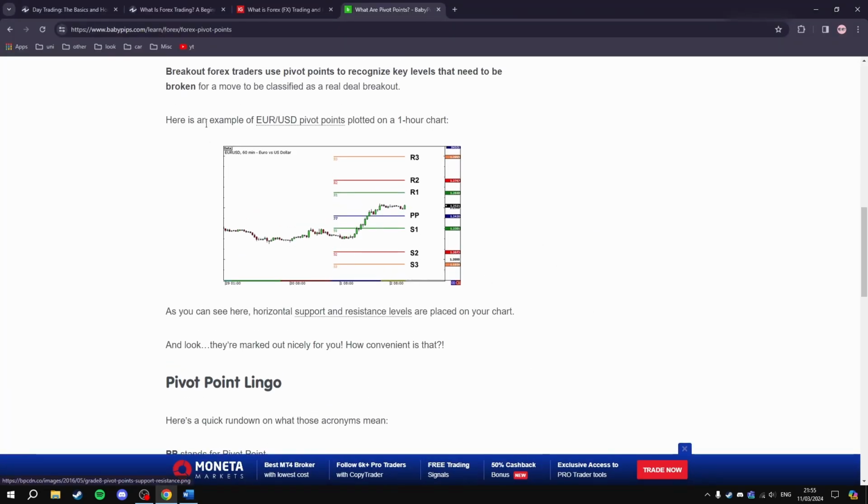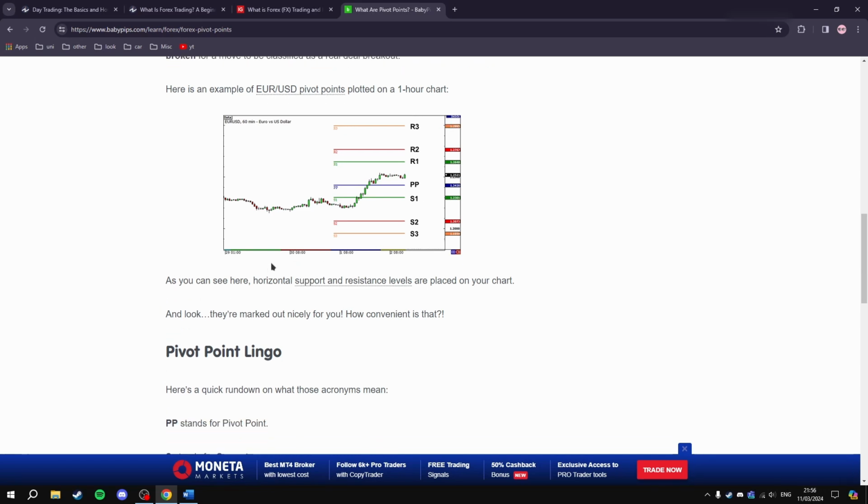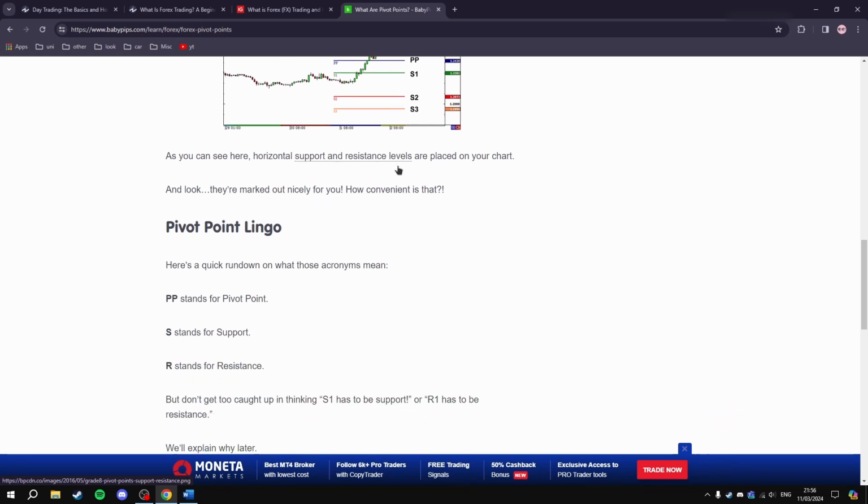Here is an example of Euro USD pivot points plotted on a 1 hour chart. So here's a 1 hour chart. PP, resistance 1, support 2, support 3, resistance 2, resistance 3. As you can see here, horizontal support resistance levels are placed on your chart. And look, they're marked out nicely for you.